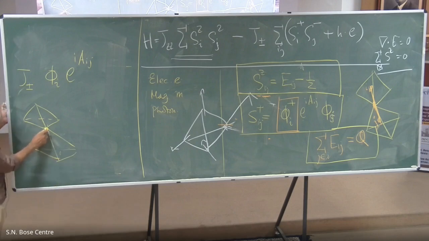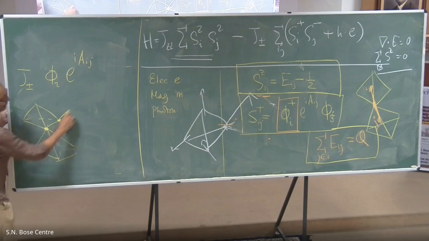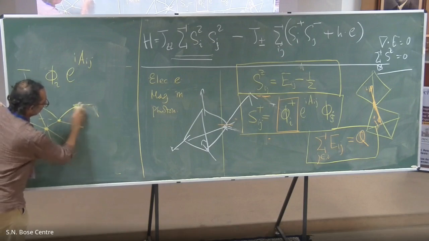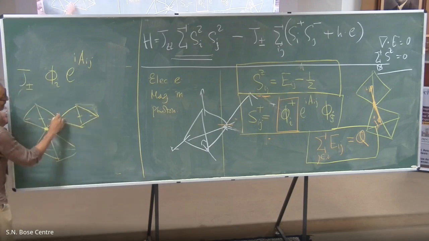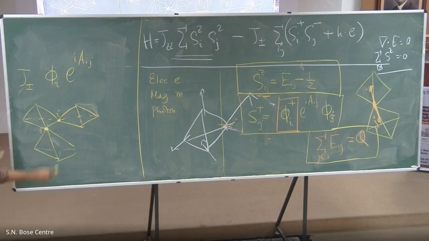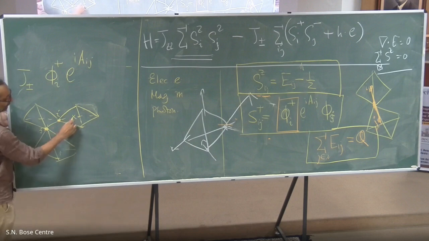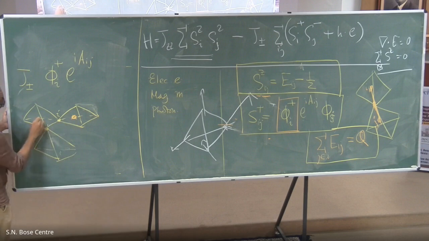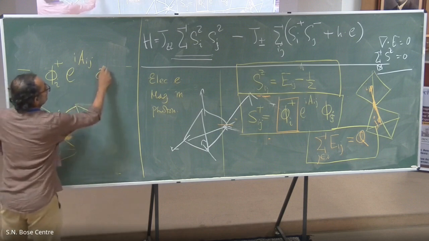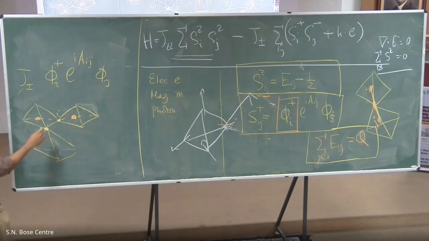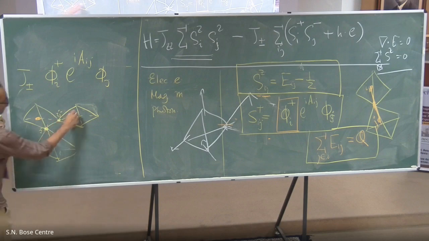So if I think about this, suppose on the lattice, this is i and this is j. The phi_i creates a monopole here and an anti-monopole here. Okay? That's phi_j. So this is ij. This is i, this is j. Okay, it creates this.